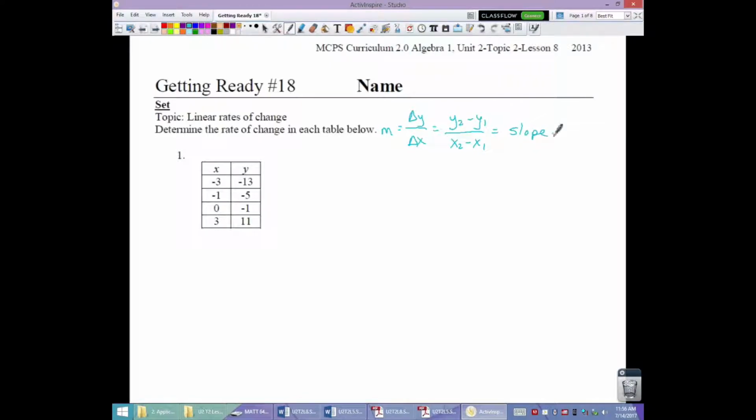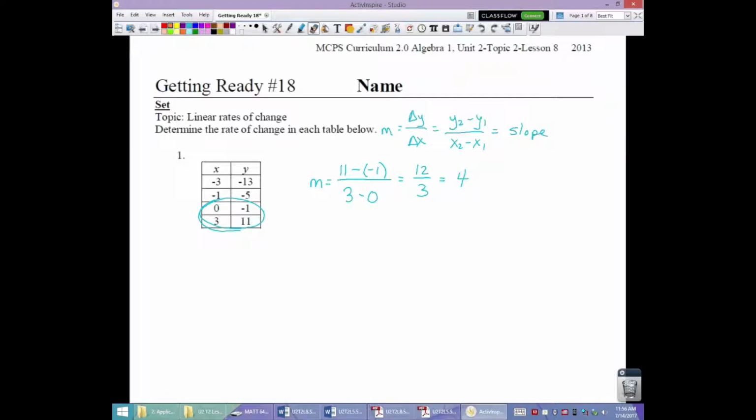If we're looking at a table, we can take any two points from that table and use the formula m equals y2 minus y1 over x2 minus x1. So if I decided to, say, take these two, I might say 11 minus negative 1 in the numerator, but then the denominator has to be in the same order. So I can't put 0 minus 3 in the denominator. Since I started with the 11, I have to start with its partner, so 3 minus 0. Well, 11 minus negative 1 is 12. 3 minus 0 is 3. So my rate of change here is 4.